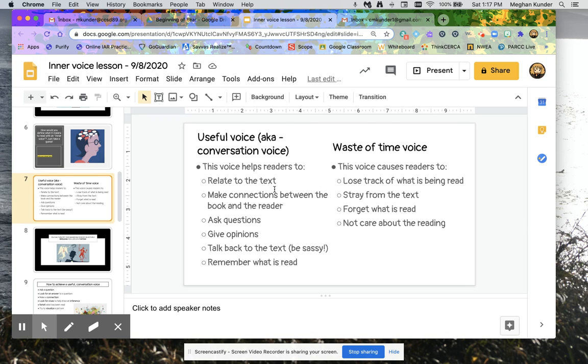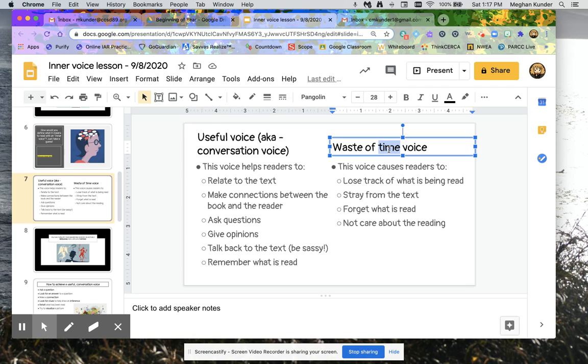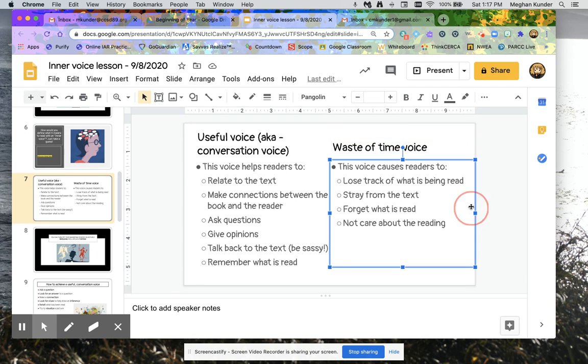I know that I do as a reader all the time, but what makes a good reader into a better reader is that we recognize when we're in this waste of time voice, and then we can go back and switch to our useful conversation voice.